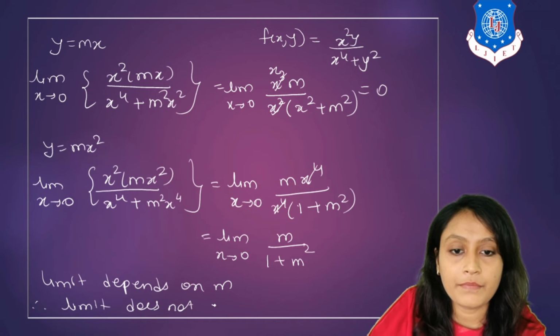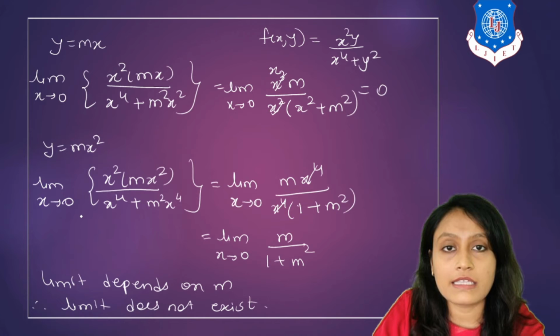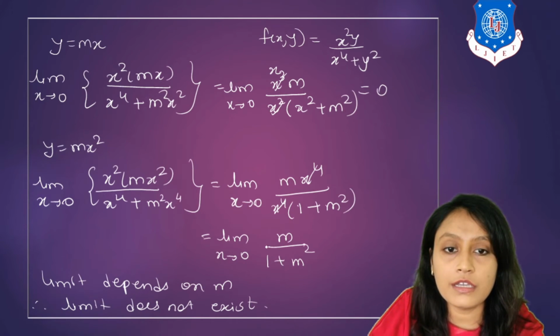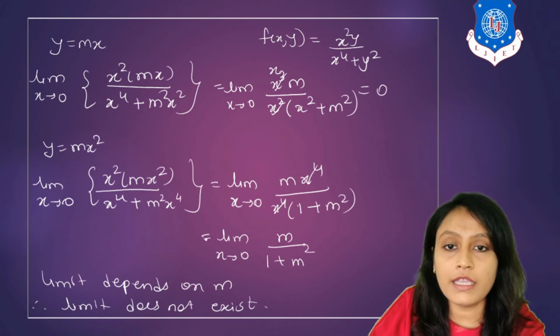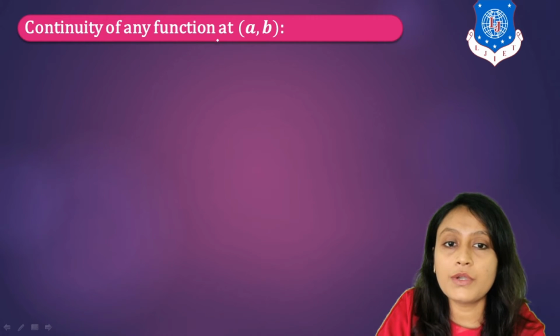Okay, so in this way we have to check whether the limit exists or not. For example, if you get 0 as the answer over here, so we have all the answers the same, right? So you can say that the limit exists. But here we have a limit which depends on m, therefore the limit does not exist. Okay, now let's discuss the next topic, that is continuity of a function at a point (a, b).